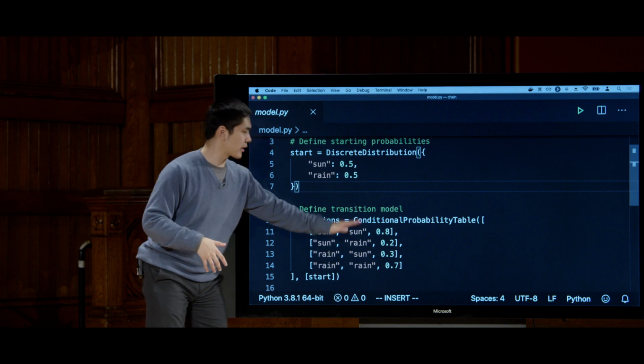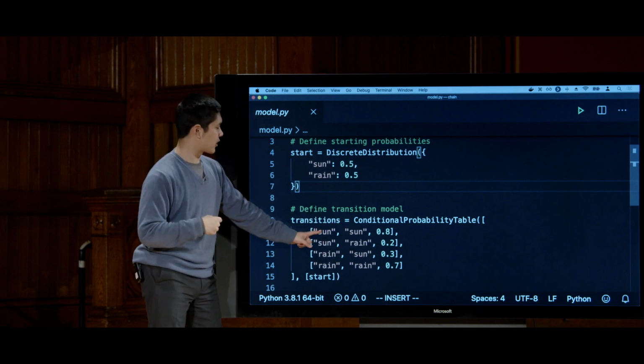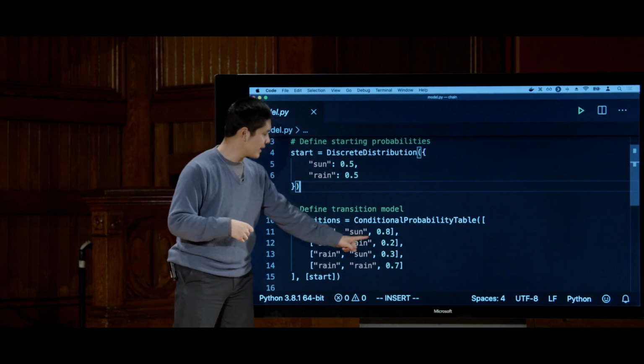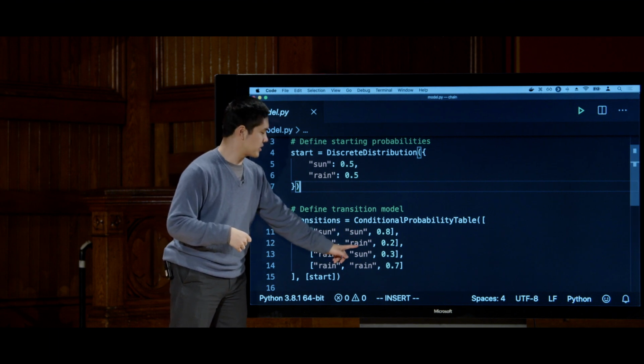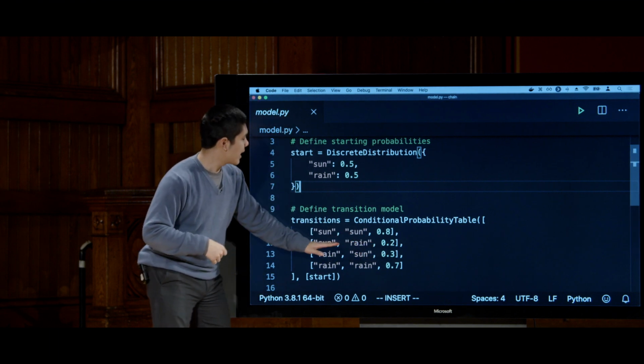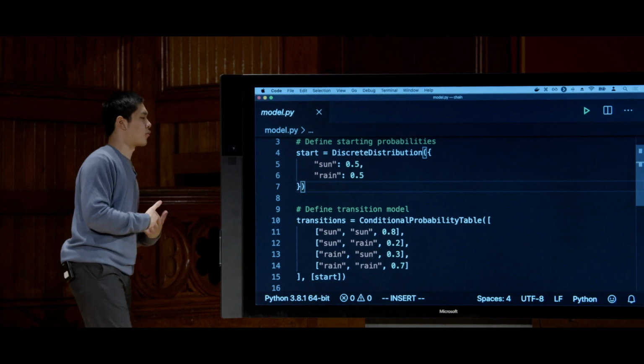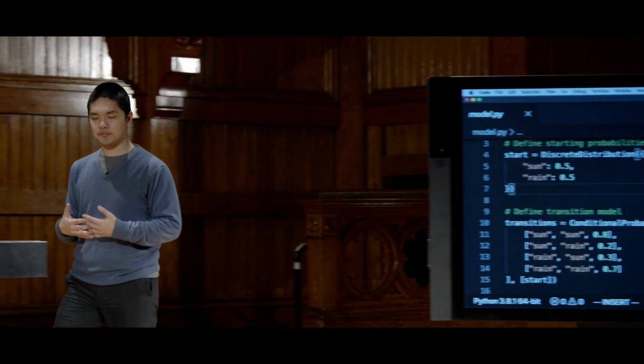And here I've encoded that exact same matrix from before: if it was sunny today, then with probability 0.8, it will be sunny tomorrow, and it'll be rainy tomorrow with probability 0.2. And I likewise have another distribution for if it was raining today instead. And so that alone defines the Markov model. You can begin to answer questions using that model.